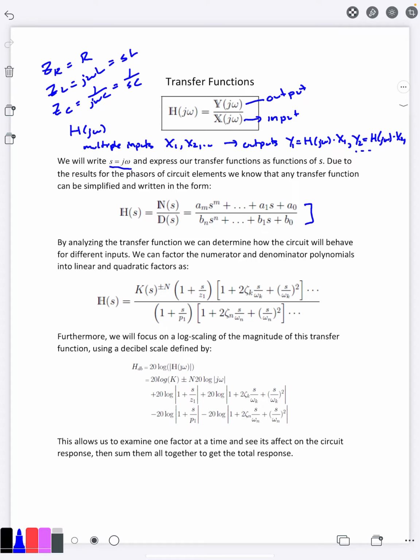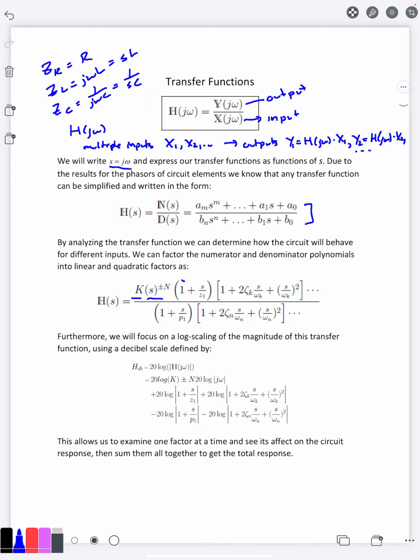What we're then going to do is completely factor out these polynomials. There's going to be some sort of constant at the front, we'll call that k. There's going to be some sort of power of s. It could be a positive power, it could be a negative power, depending on whether the numerator or denominator has a higher degree. And then we're going to factor the remaining part in a little bit of a strange way here.